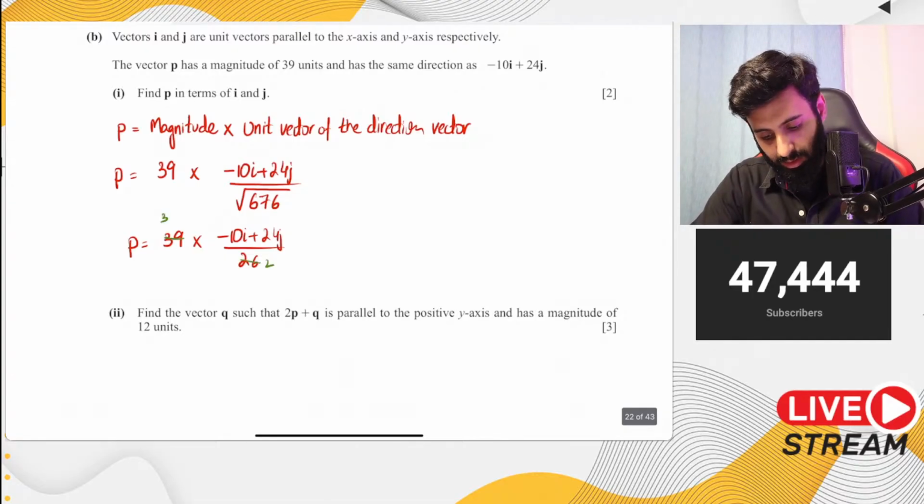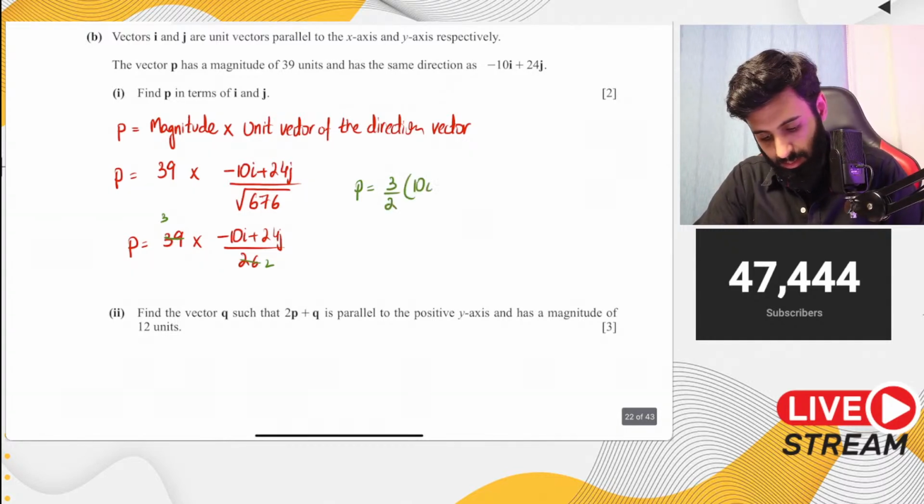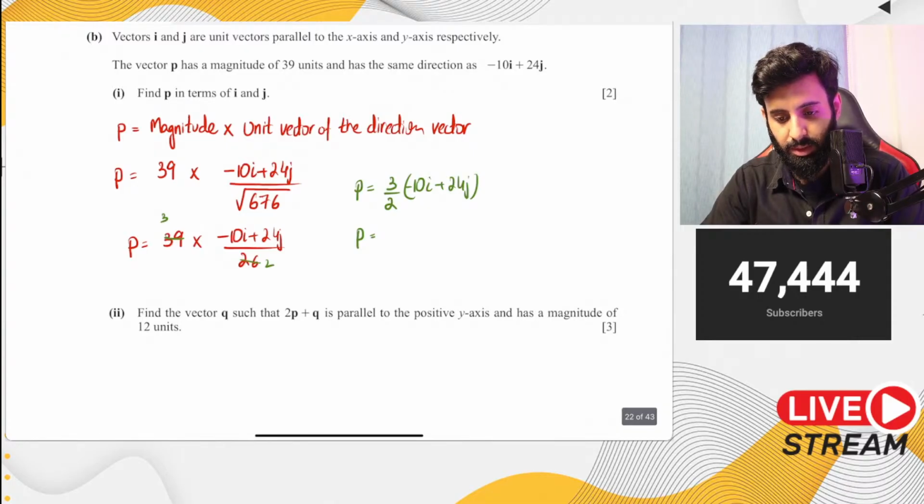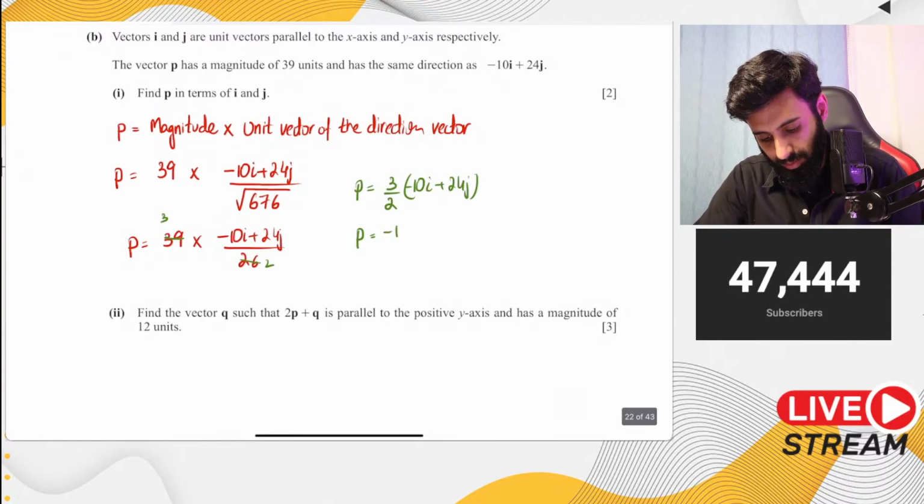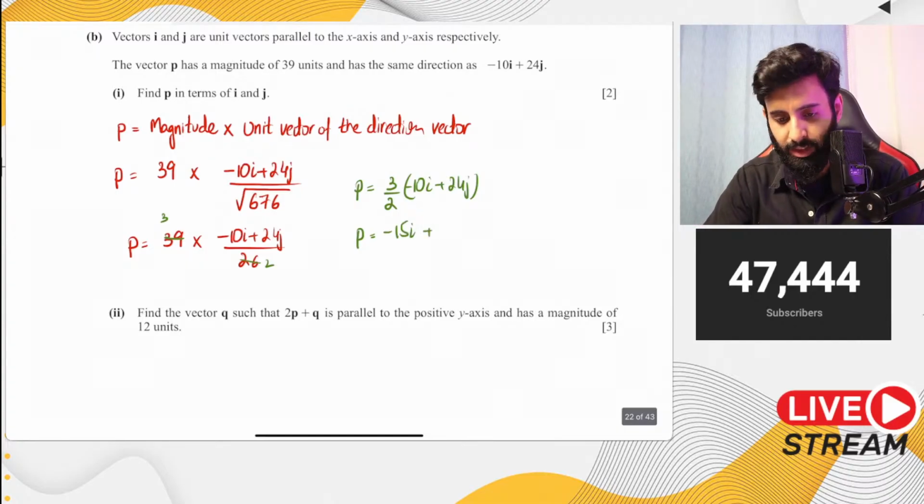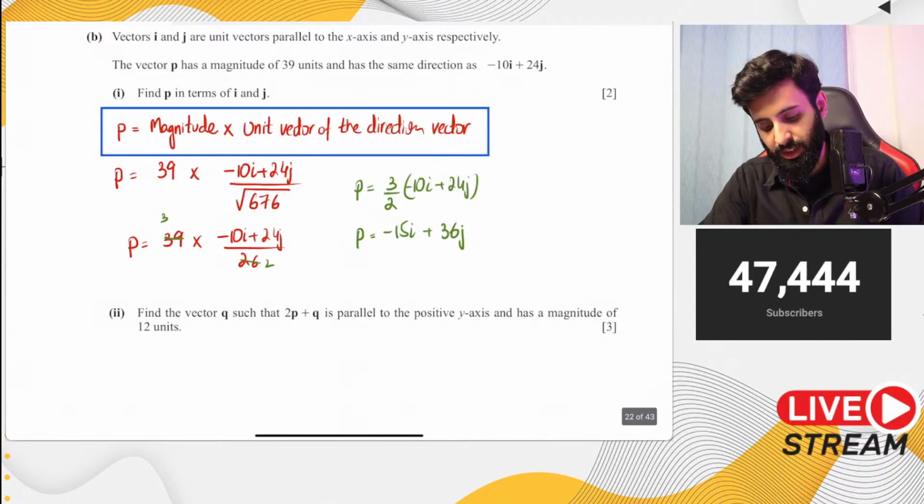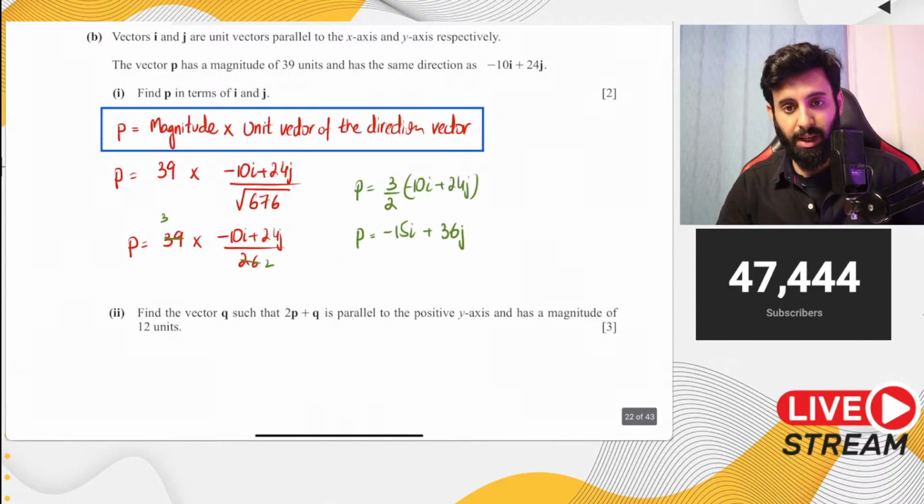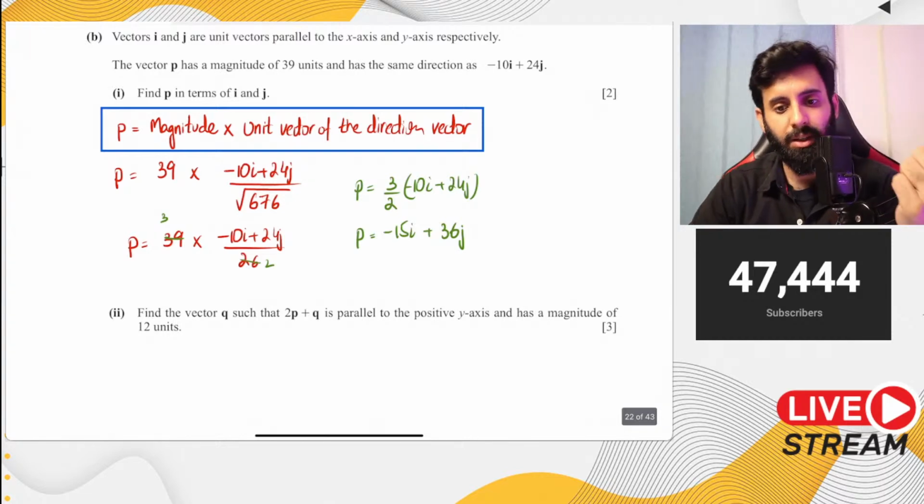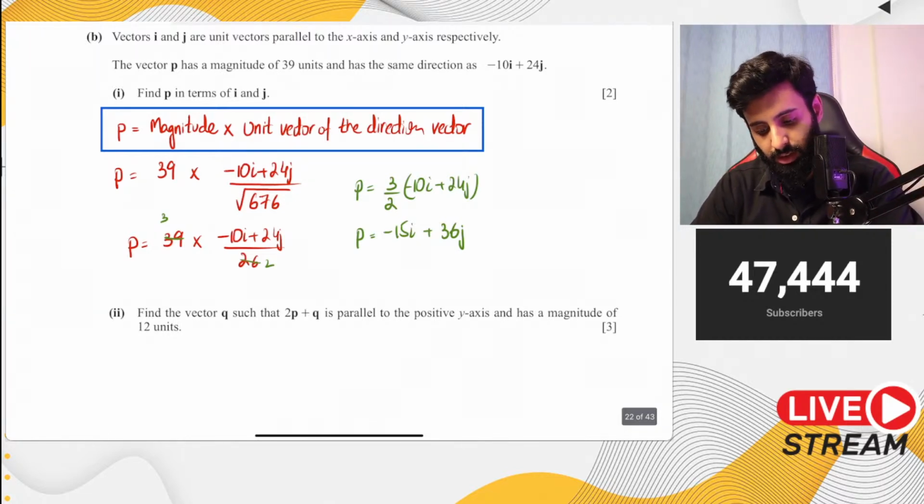Okay, so here's what you're looking at. p is equal to 3 upon 2 into minus 10i actually plus 24j. Okay, so if you multiply this, 3 divided by 2 into minus 10, so you get minus 15i. Okay, plus 24 into 3 divided by 2, so that gives you 36j. So you can remember this formula. If the question is asking you to find a vector of which you're given the magnitude and the direction, so you take the magnitude, multiply it by the unit vector of the direction vector. Okay, that's how a question like this is done.